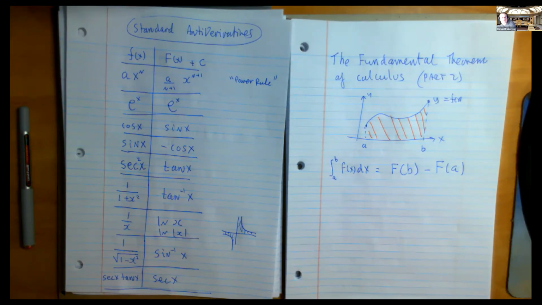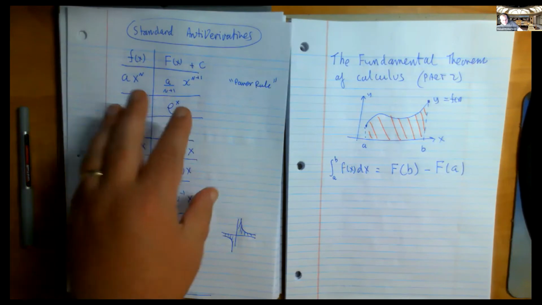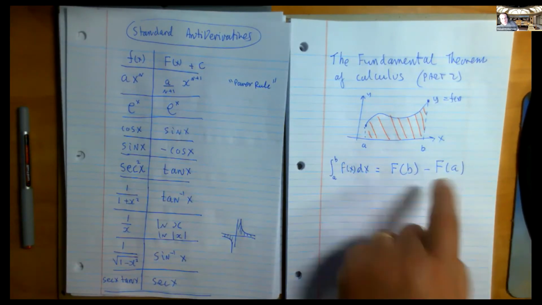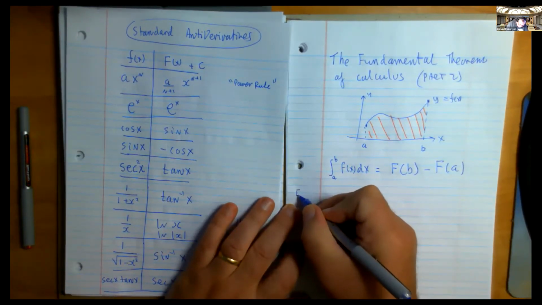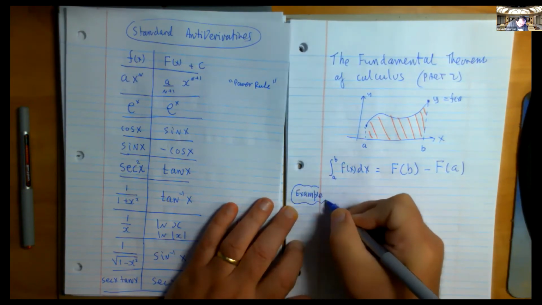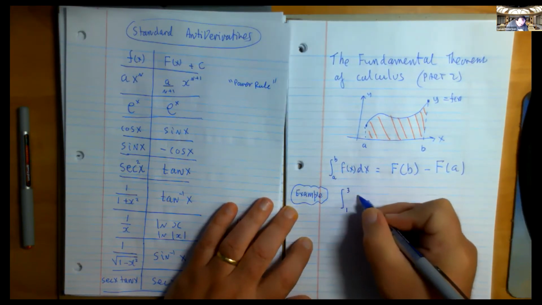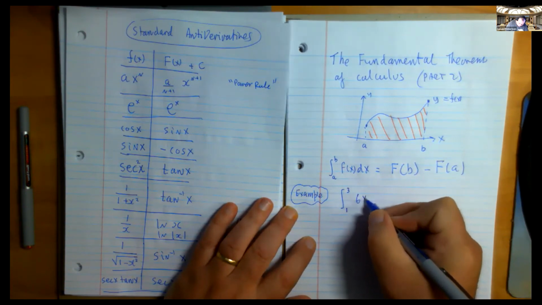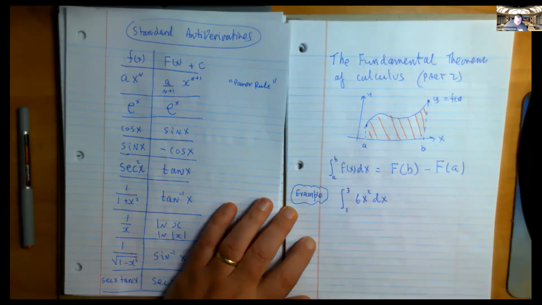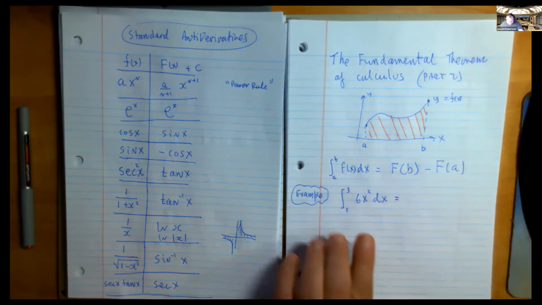Now that's amazing, that that's what an antiderivative helps you to find. So the reason we're doing all these things over here is because we need to know them so we can plug them in here. Let's give you a very simple example. Suppose I wanted to know the integral from 1 to 3 of 6x squared. Then this is the way you set up your working.